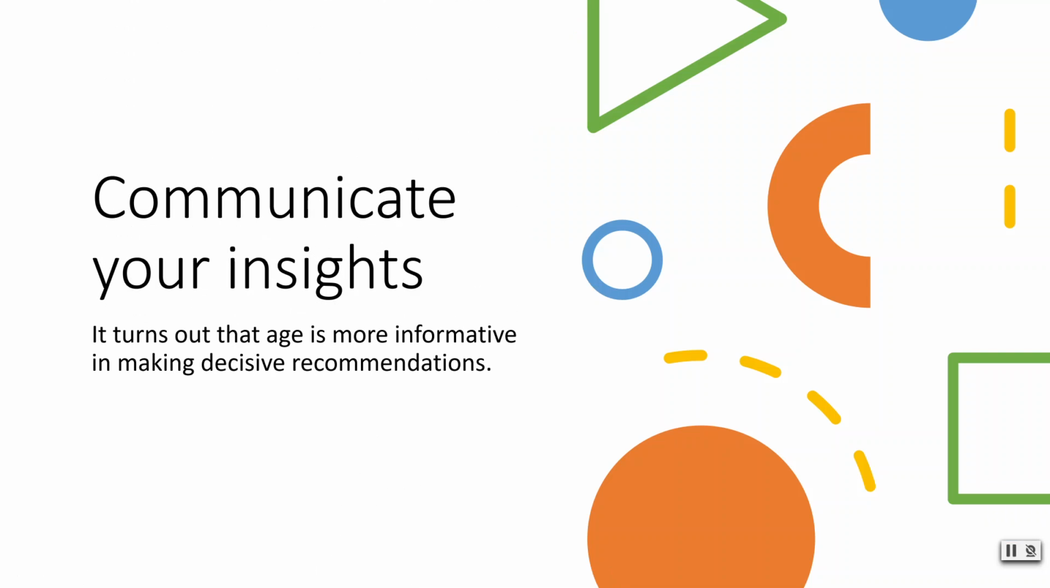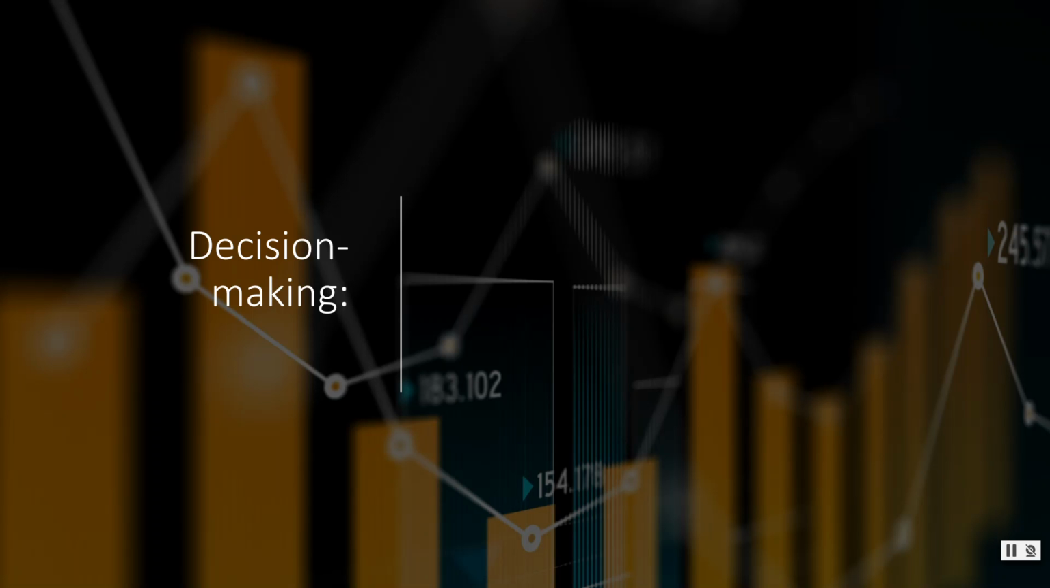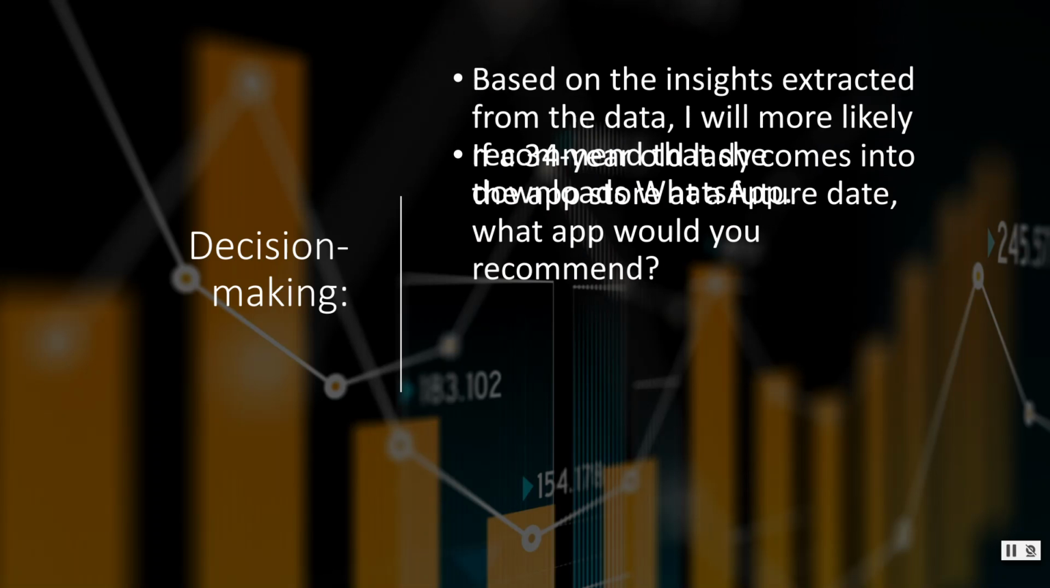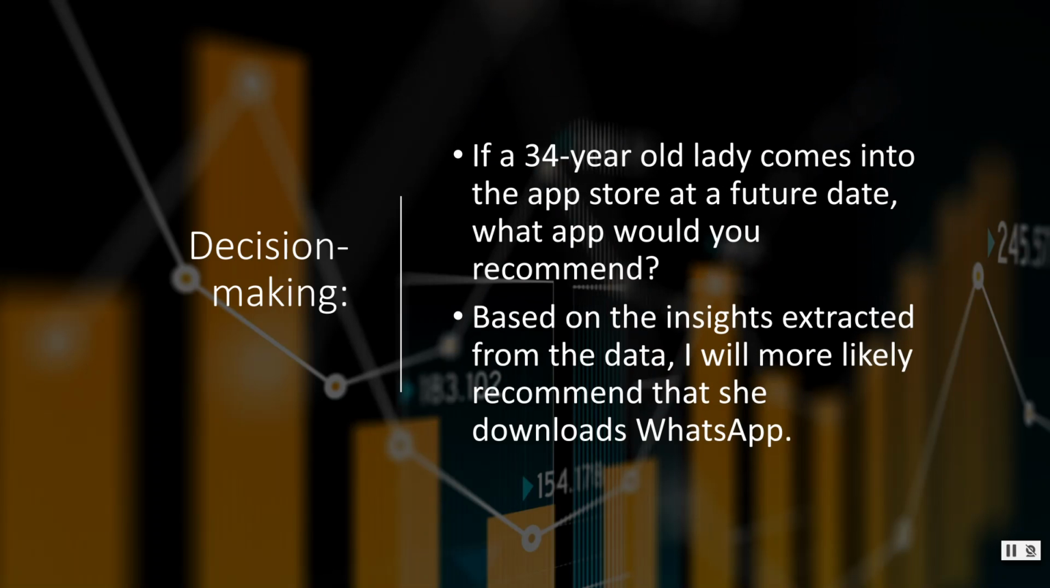So with this said, we're ready to communicate our insights. It turns out age is more informative in making decisive recommendations. And to that effect, at a future date, if a 34-year-old lady comes into the App Store, we can make the data-driven decision to recommend WhatsApp. And in that way, we can minimize uncertainties associated with the decision of what app to recommend to a customer.